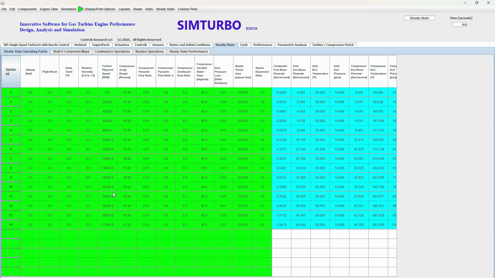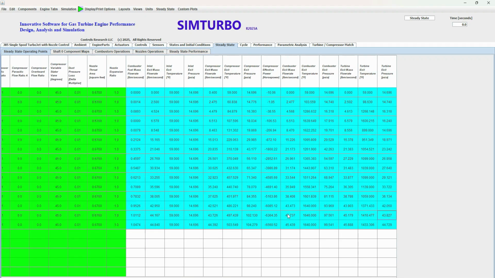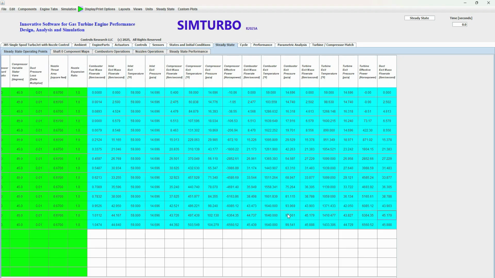This tab shows a table of steady-state operating conditions. In the green are the input parameters, such as ambient, engine shaft speed, design surge margin, and engine system settings, such as compressor parasitic flows, stator vane settings, nozzle settings, etc.